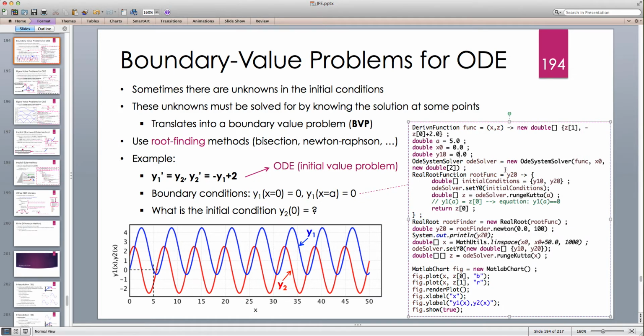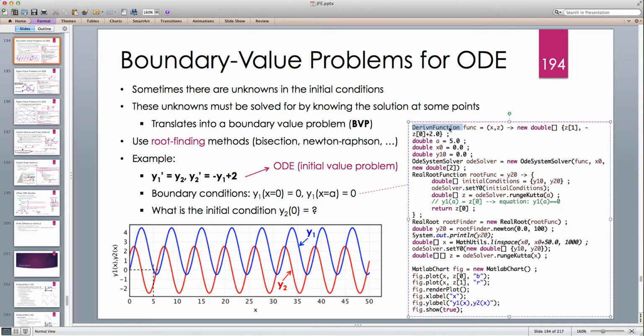And here's the code. What we're going to do is define the problem such that the initial condition of y2 at 0 becomes the root of an equation. And what is that equation? We solve the ODE for different values of y2 at 0, since we have y1 at 0 but do not know y2 at 0. Then we look for the specific value of y2 at 0 such that y1 at x equals a becomes 0, and this can be easily translated into a root finding problem.